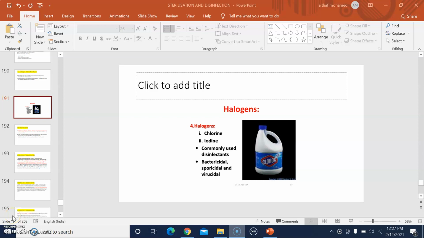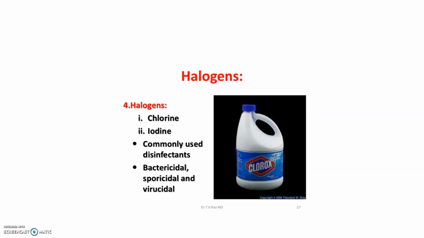Good afternoon all. Today we are going to discuss the next group of disinfectants, that is halogens. These halogens are mainly fluorine, chlorine, bromine, iodine and astatine, which we have already studied. Among them, chlorine and iodine are commonly used disinfectants which have bactericidal, sporicidal as well as virucidal action.